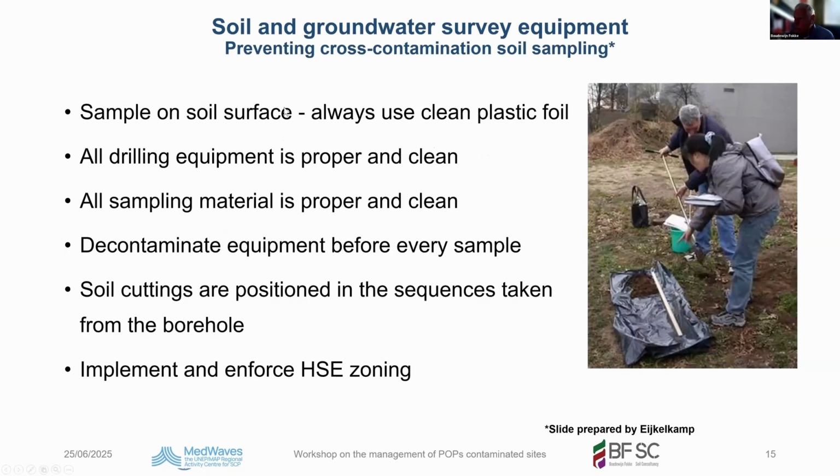I told you now the ways of cross-contamination, but this can be prevented. One: for soil surveys, always use clean plastic foil. So on this picture, when you take a sample, use clean foil to put your sample on and not on the surface, because that surface may be contaminated and then you have cross-contamination. To prevent cross-contamination, all drilling equipment must be proper and clean. All sampling material must be proper and clean, meaning that your jars and tubes should all be clean.